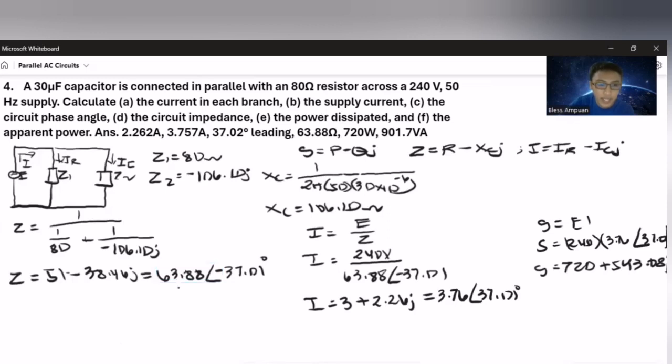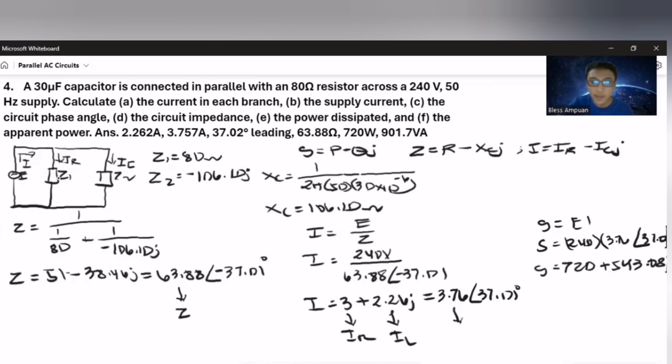Okay, so now by inspection, this is our total impedance, our Z. Let's go back to what is asked, the current in this problem. So 3 ampere is our I sub R, the current that flows in our Z sub 1. And 2.86 is our I sub C.